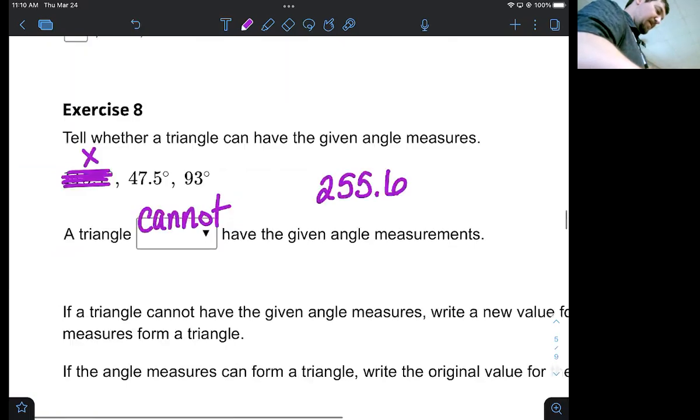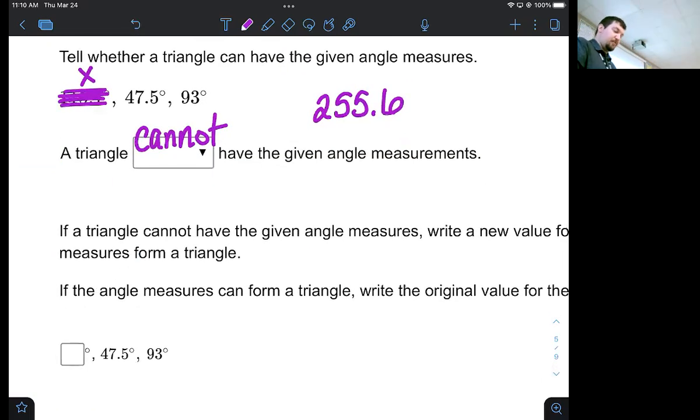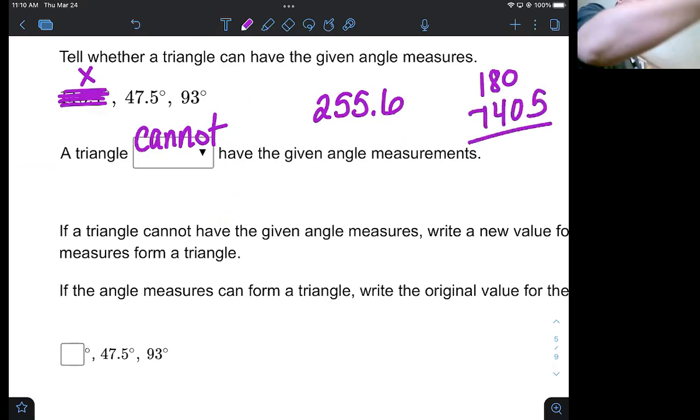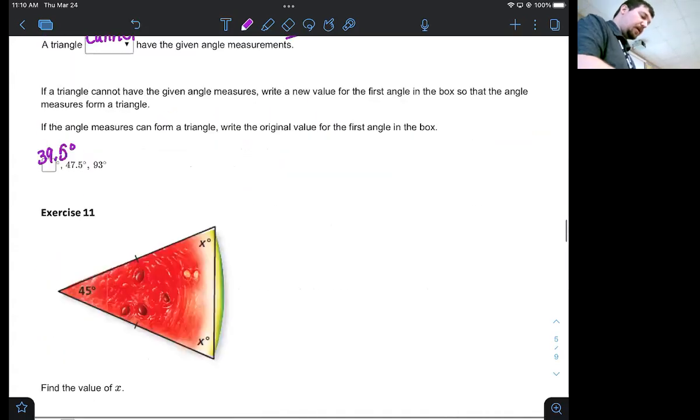So then I take 93 and 47.5. 93 plus 47.5 is 140.5, and I just subtract 180 minus the 2 angles that I know are good. And what did you say that was? 39.5. So we're going to change the first angle to be 39.5 degrees. You'd have to put both. Yes. All right, number 11.